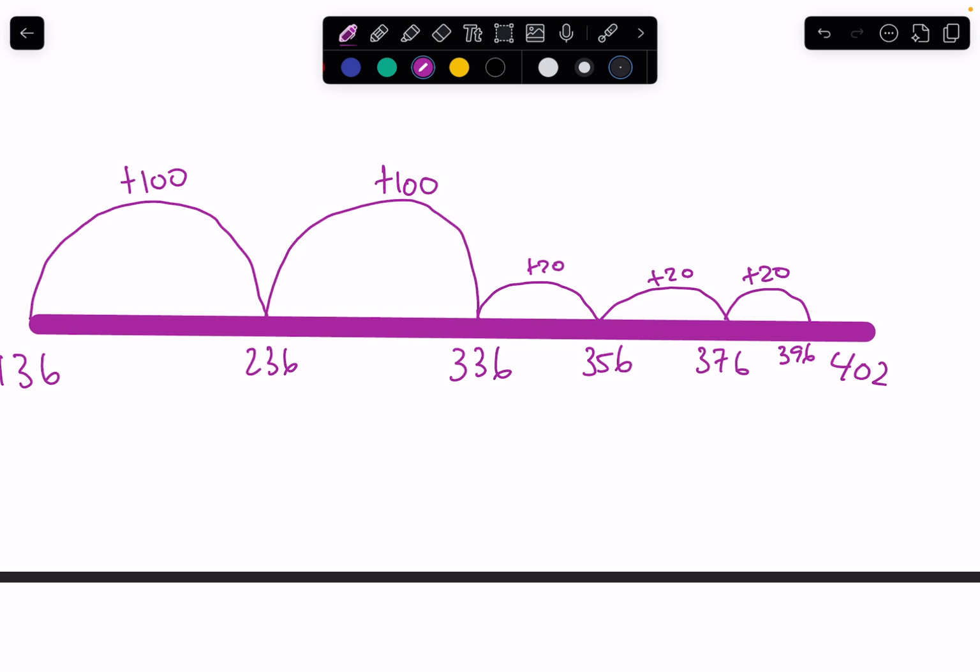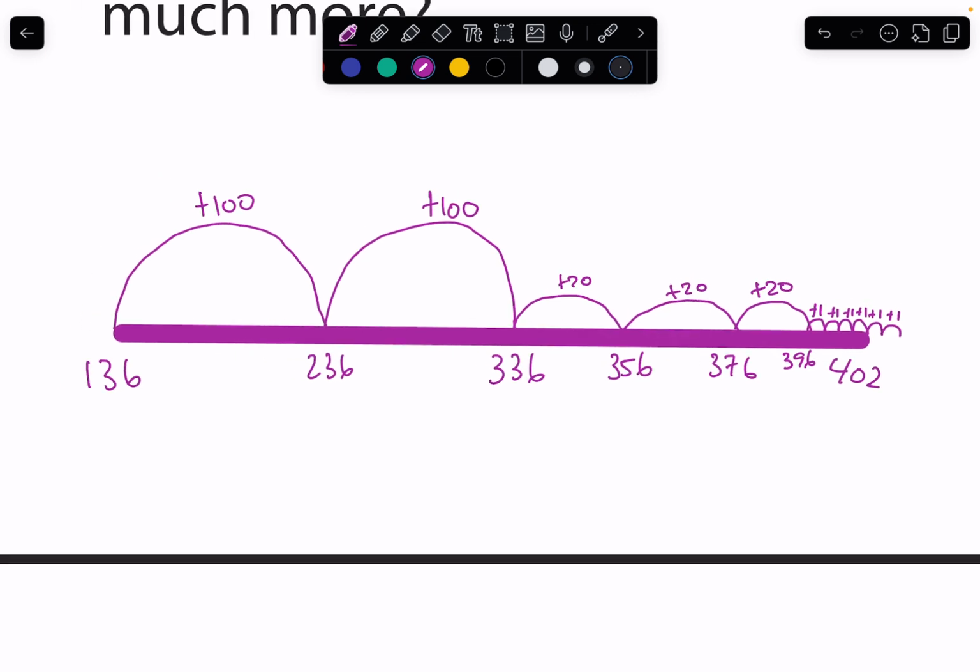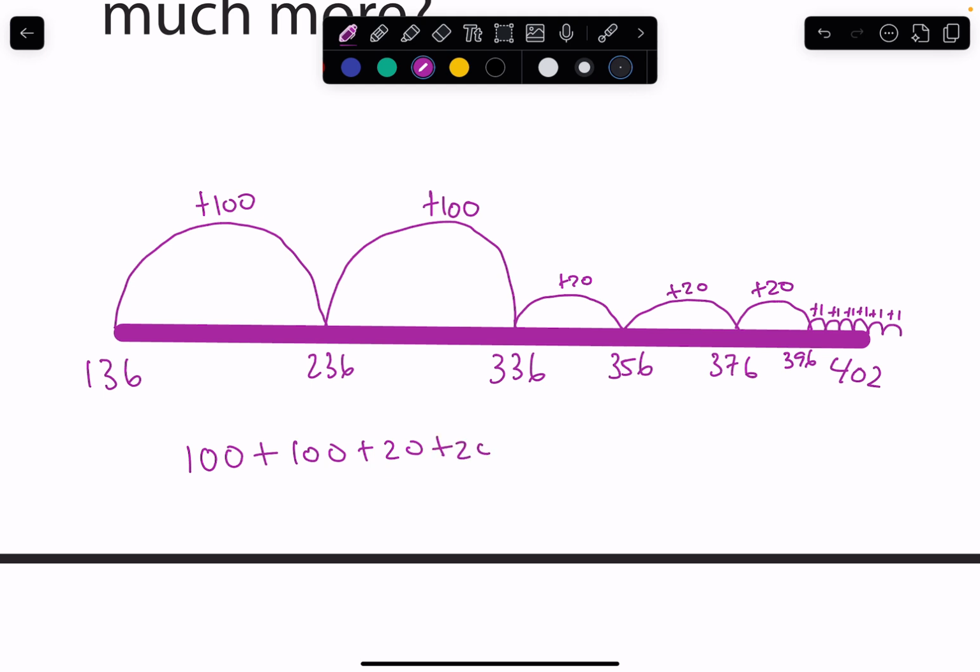What do you think we can add? Probably some ones. 397, 398, 399, 400, 401, 402. Let's add those plus ones here. So essentially, what we did here was we have 100 plus 100 plus 20 plus 20 plus 20 plus 1 plus 1 plus 1 plus 1 plus 1 plus 1 would be enough to equal it.